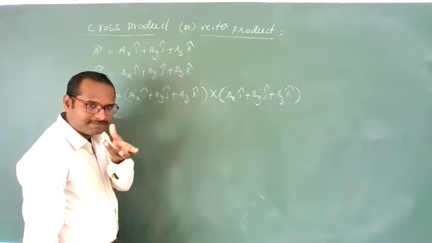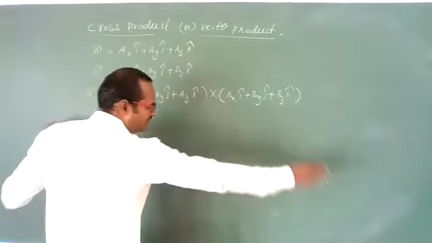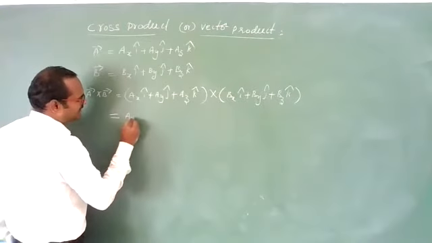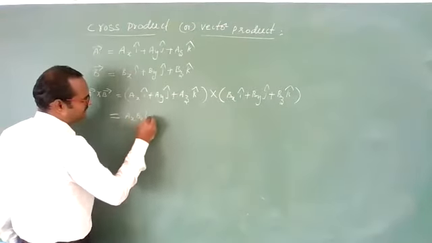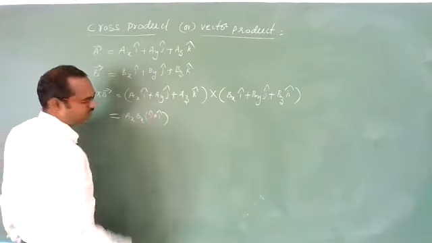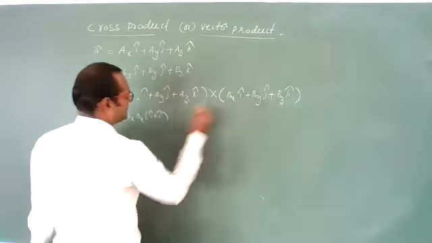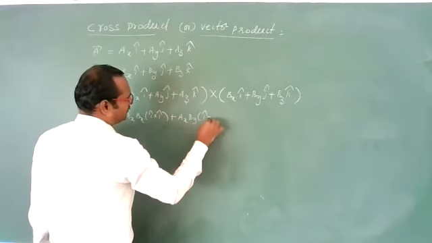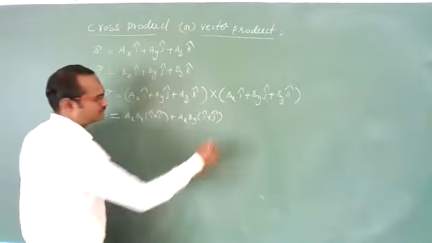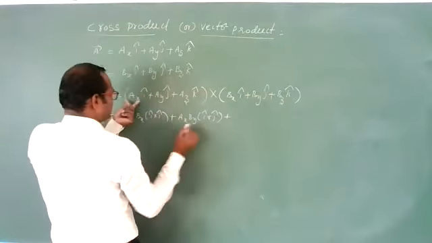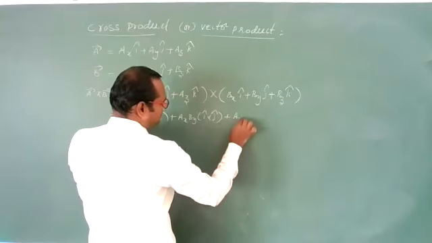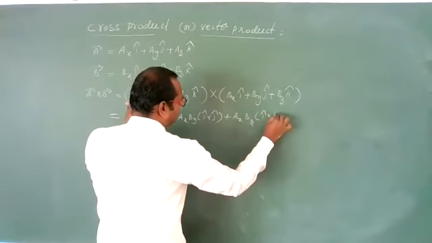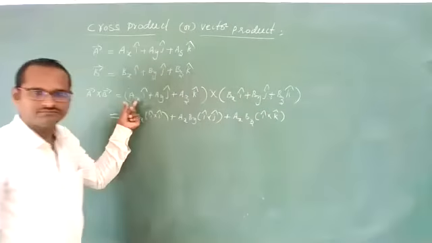Are you understanding what I am saying? For writing, it will take the total board. Okay, let it be. I'll write. So this can be written as Ax Bx I cap cross I cap. Finished. Plus Ax By I cap cross j cap, plus Ax Bz I cap cross, sorry, k cap.